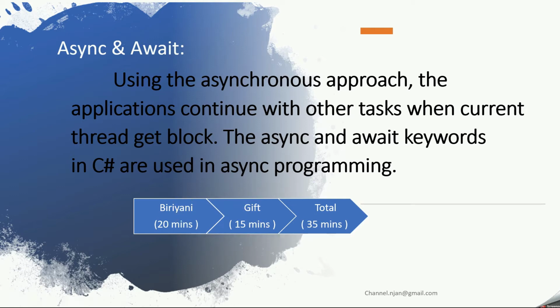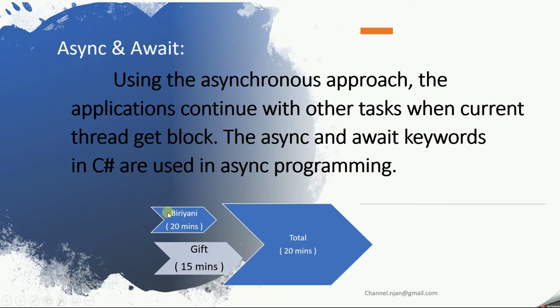We can do it asynchronously. How? You just go to your restaurant and order your biryani, then you move on to your gift shop, choose and buy your gift, and on the way back you collect your biryani. Because no synchronous process is needed here, this is called an asynchronous process.